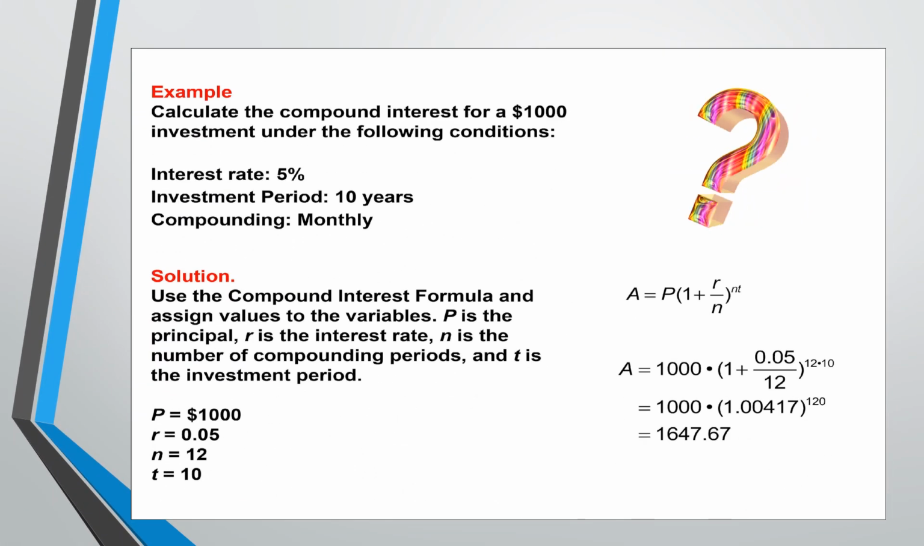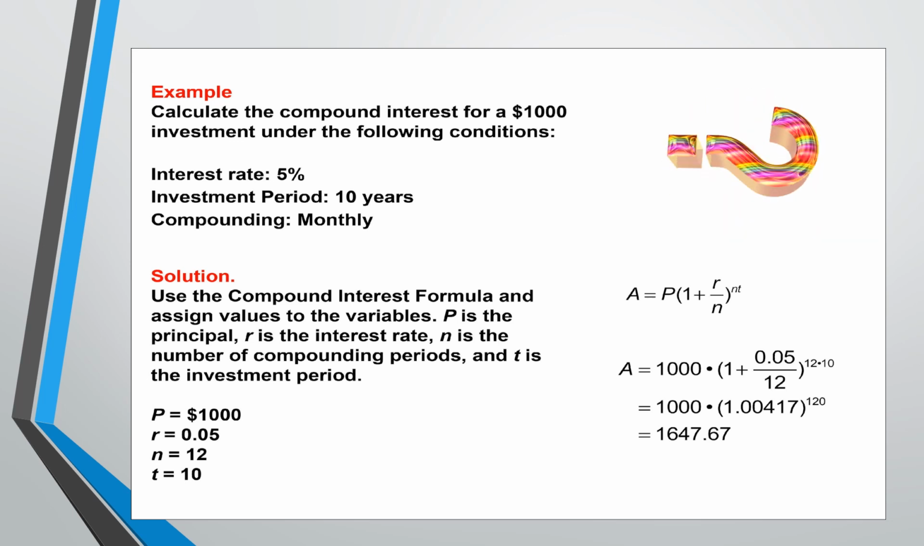We can understand compound interest better by solving this example. Calculate the compound interest for a $1,000 investment under the following conditions. Interest rate is 5%. Investment period is 10 years. Compounding is monthly.